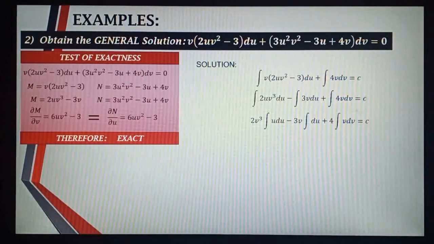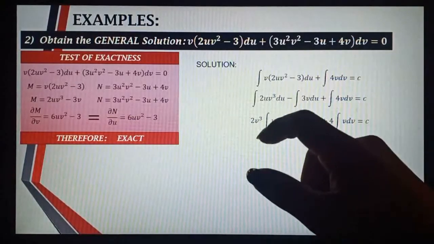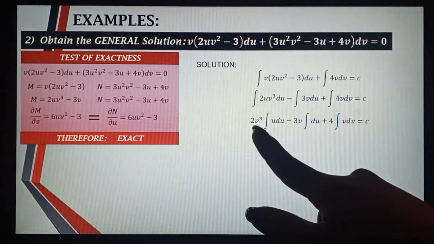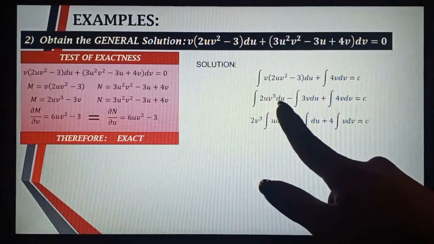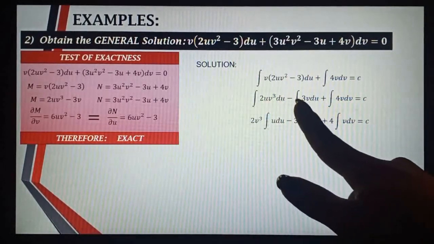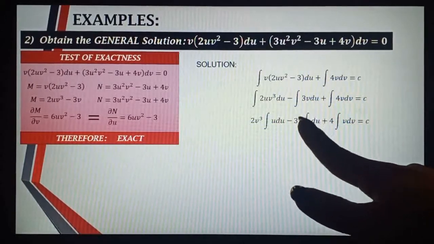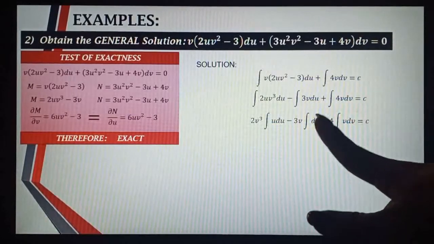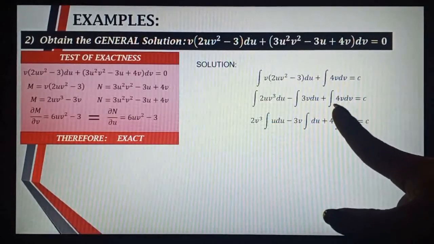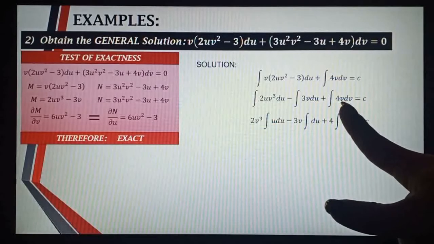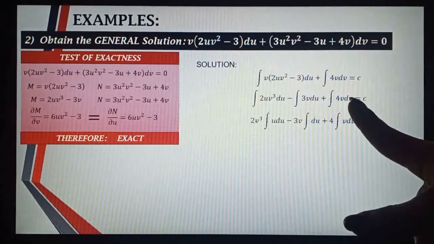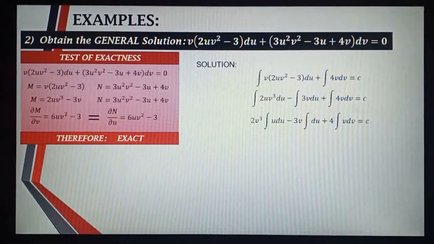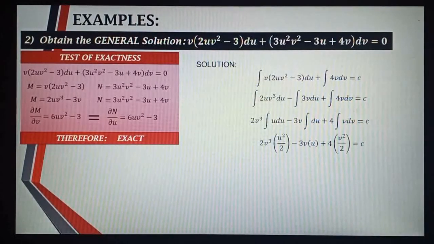So, pwede nating ilabas lahat ng constant. Ang constant sa first term is 2v cubed. Then you will have the integral of u du minus constant here is 3v. Then the integral here is the du. Constant dito sa third term is 4. Si v is considered as variable since we have dv. Then equated to c. Now we have to integrate.